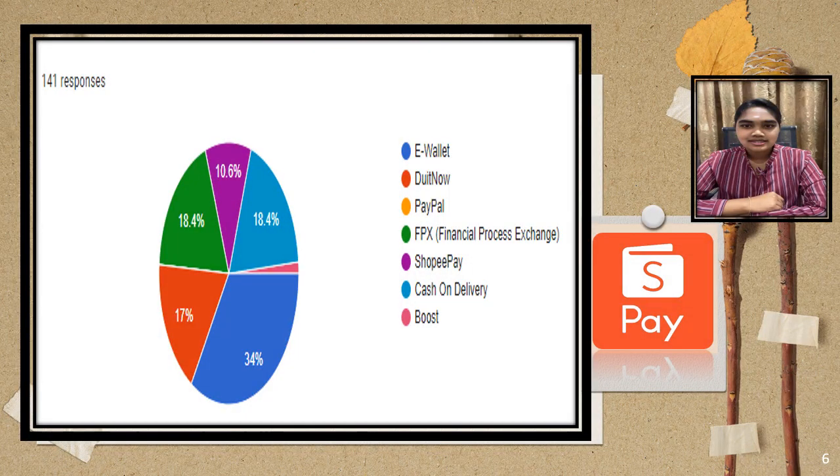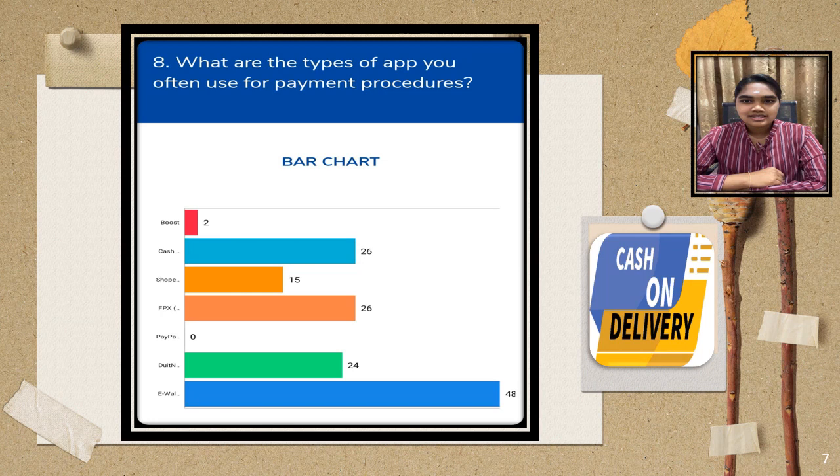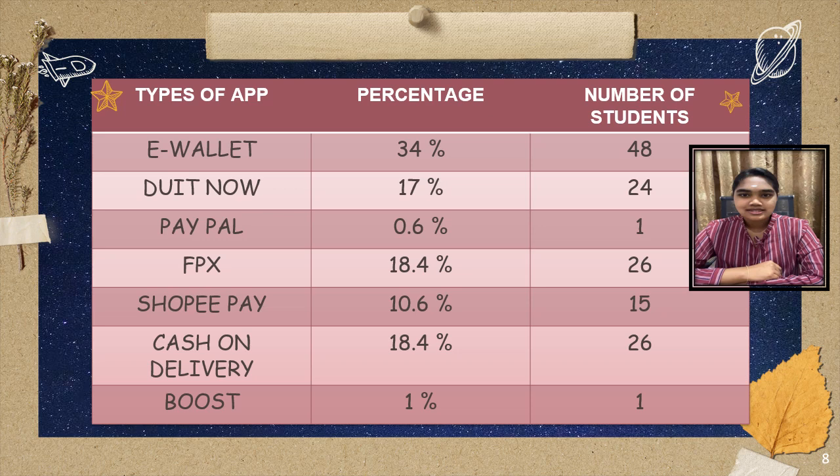From that question, we interpret a pie chart. From this pie chart, we can clearly see that e-wallet is the most preferred option by the students. This is the bar chart for this question. From the pie chart and bar chart, we can get the percentage and number of students for each and every app.